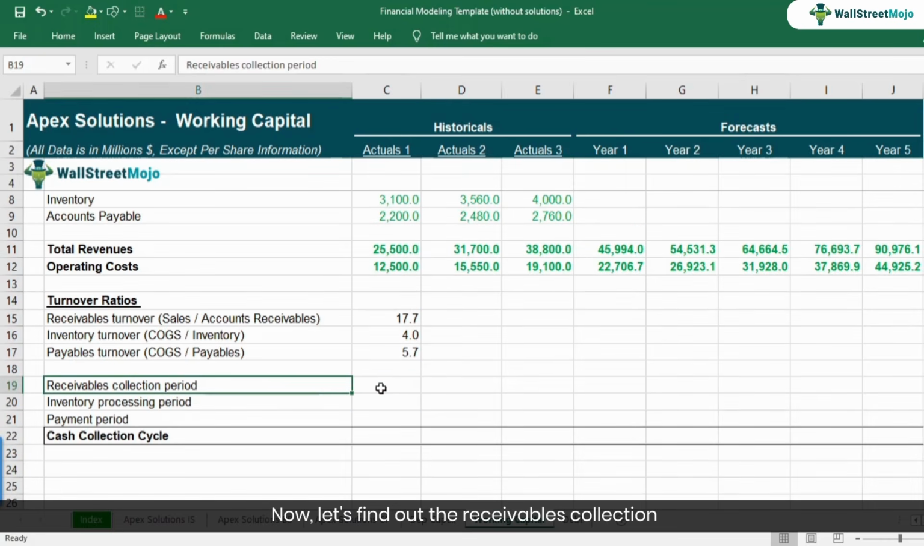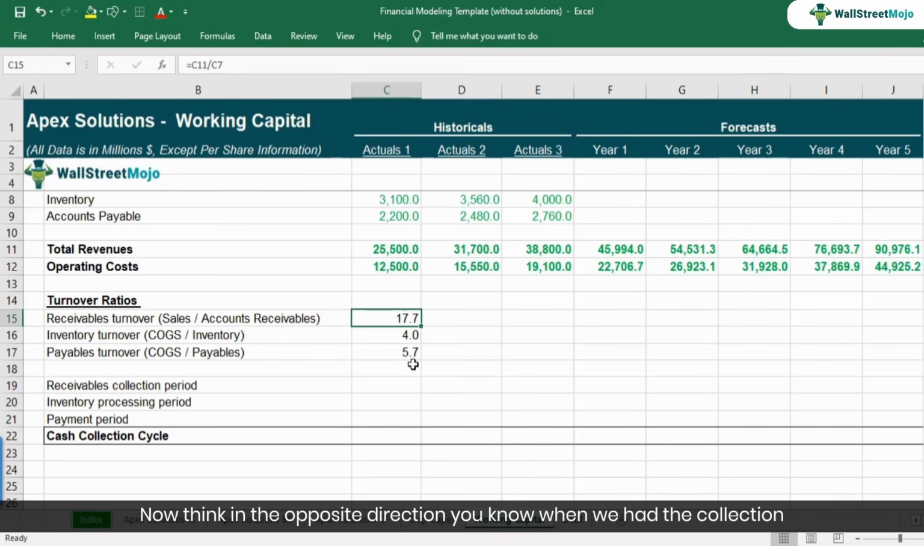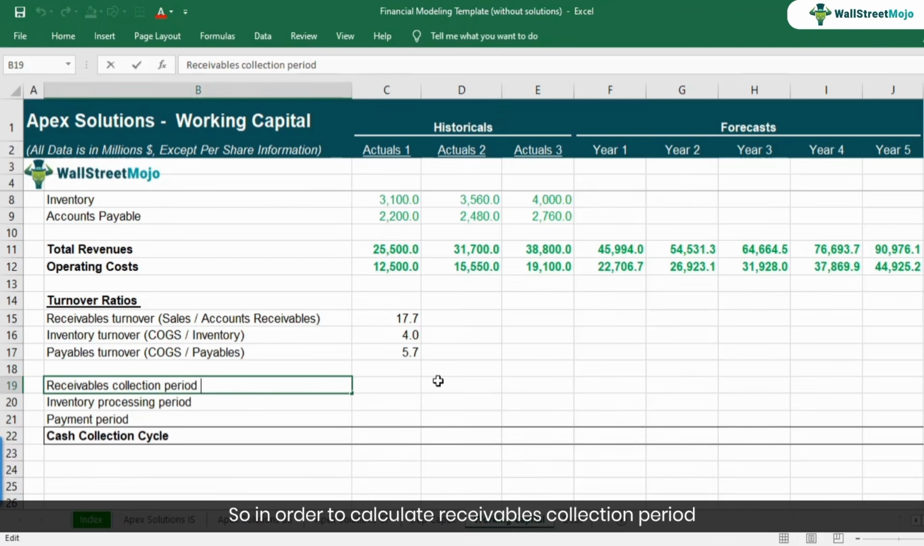Now let's find out the receivables collection period for year 1. How much will that be? Now think in the opposite direction. When we had the collection period, we calculated the receivables turnover. Now when we have the turnover, can we calculate the collection period? Receivables turnover essentially means that you're converting your receivables into cash 17.7 times during a year. How many days are there during a year? This is 365 days. So in order to calculate the receivables collection period, this will be 365 divided by receivables turnover.